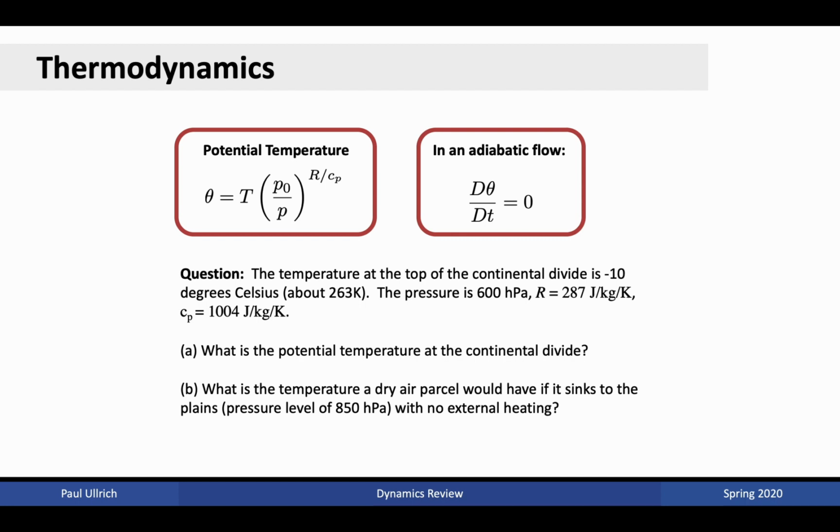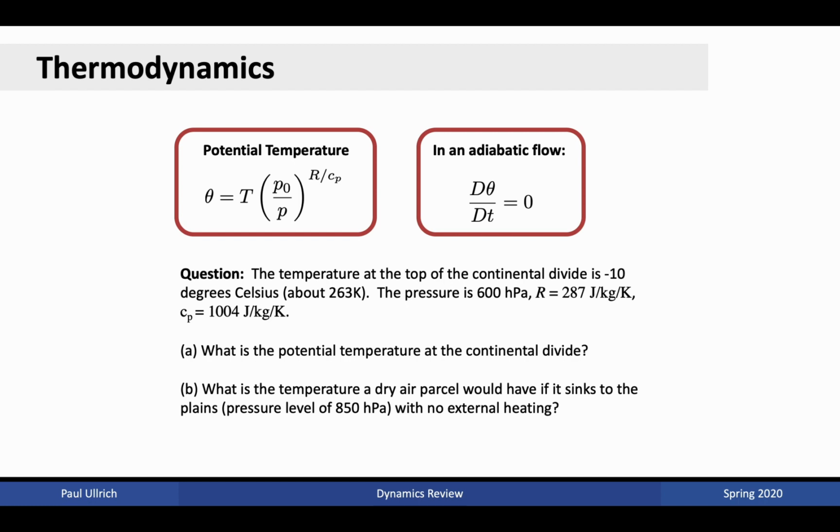All right, here's a question for you to test yourself. If the temperature at the top of the continental divide is negative 10 degrees Celsius, or 263 degrees Kelvin, and the pressure is 600 hectopascals, the ideal gas constant for dry air is 287 joules per kilogram Kelvin, and the specific heat capacity at constant pressure is 1004 joules per kilogram Kelvin, can you calculate the potential temperature at the continental divide?